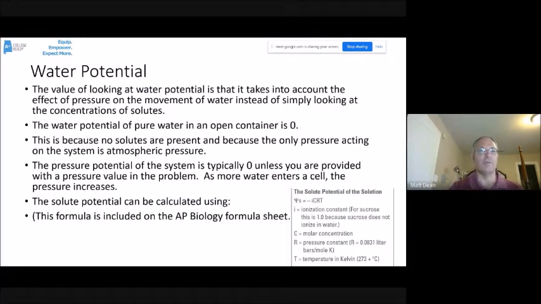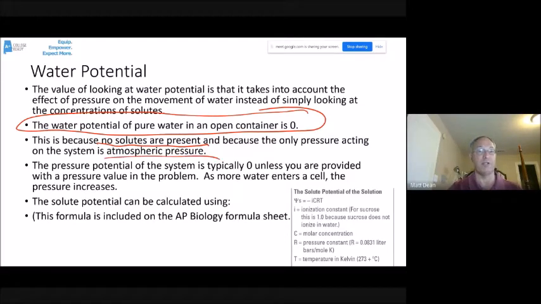So just a couple of things to remember about water potential when you're doing calculations. The total water potential of pure water in an open container is said to be 0. And this happens because there's no solutes and because the only pressure that's affecting that water is atmospheric pressure. The atmospheric pressure is due to the air around it. In most cases in AP Biology, the pressure is 0, unless we're talking about a cell with a wall that has water moving into it, increasing that pressure.